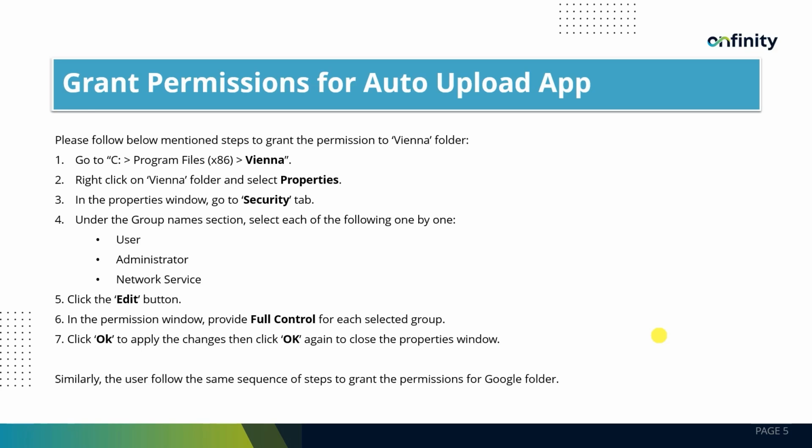3. In the Properties window, go to Security tab. 4. Under the Group Name section, select each of the following one by one. First user, next administrator, next network service. 5. Click the Edit button. 6. In the permission window, provide full control for each selected group. 7. Click OK to apply the changes, then click OK again to close the Properties window. In the same way, the user repeats the same steps to provide access to the Google folder. Let's go through these steps one by one through training video.